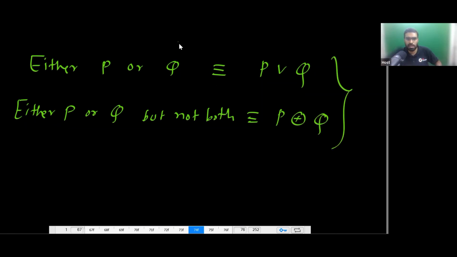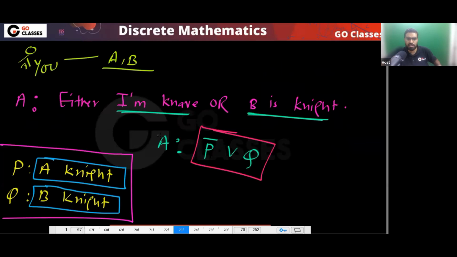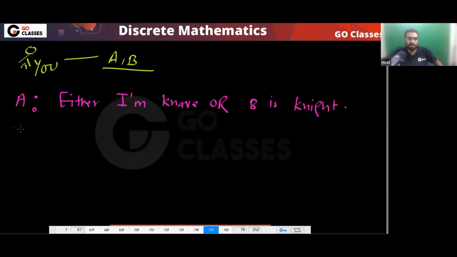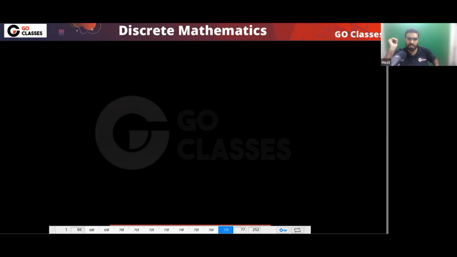Now let's see. Here the statement is that A is saying either I am knave or B is knight, means P bar or Q. This is what A is saying. Again, the same thing you will do. You will make two cases, correct? What is case one?